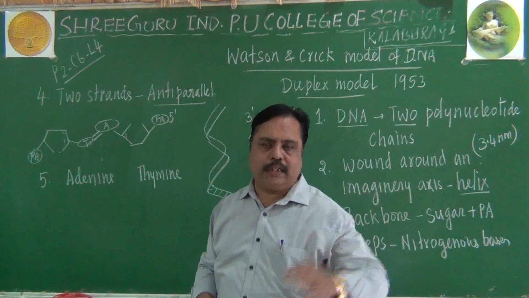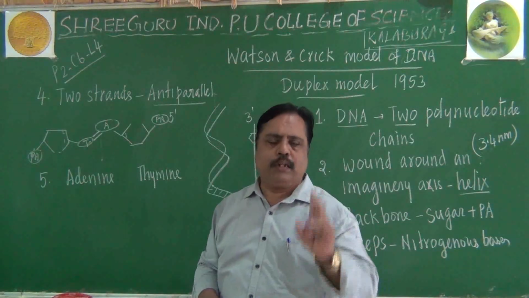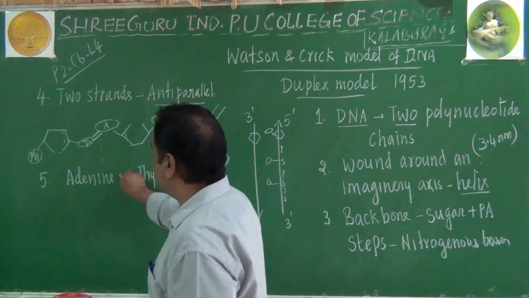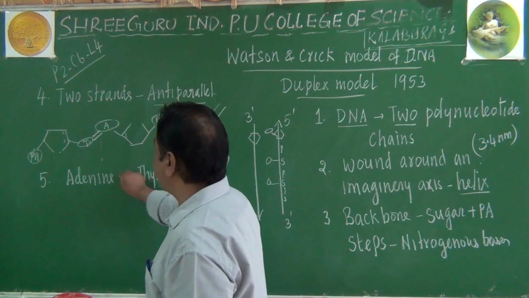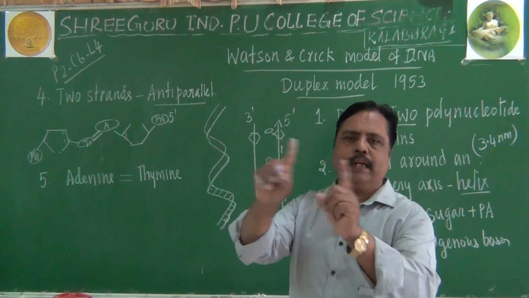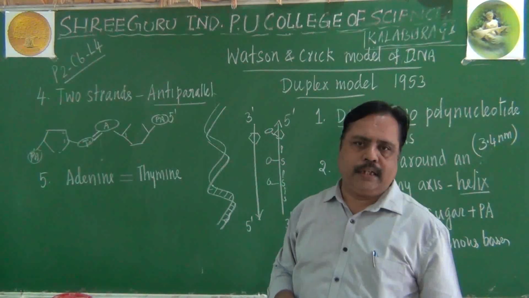It will not join with any other, cytosine or guanine. So adenine will pair with whom? Thymine only. How will they pair? By means of two hydrogen bonds they will be pairing here. Between adenine and the opposite thymine, there will be two hydrogen bonds created.